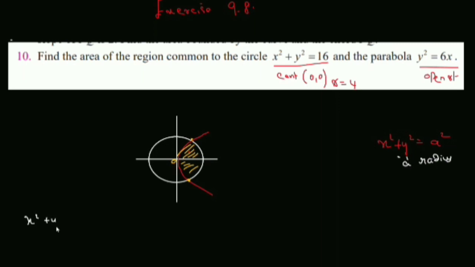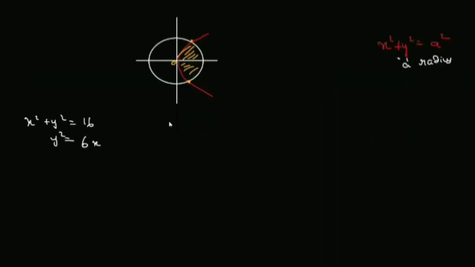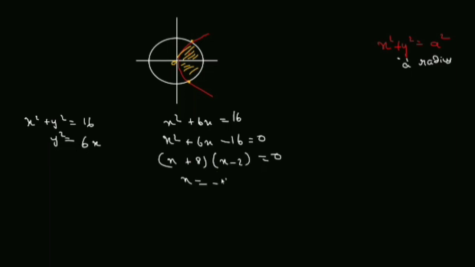So how do you find the intersection? See, x square plus y square is 16 and y square is given as 6x. So substitute that here. You get x square plus 6x is equal to 16. So x square plus 6x minus 16 is 0. So you get x plus 8, x minus 2 is equal to 0. So x is minus 8, x is 2. Minus 8 is not possible because the parabola y square is 6x is open right. So that minus 8 you cannot take. So somewhere here is 2.